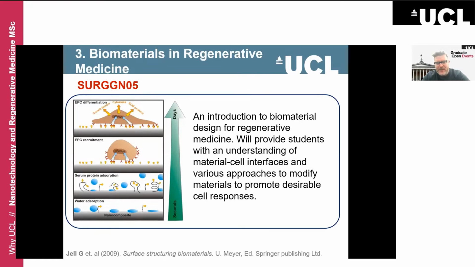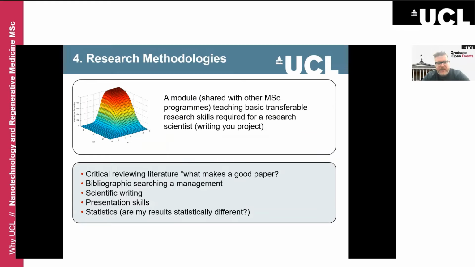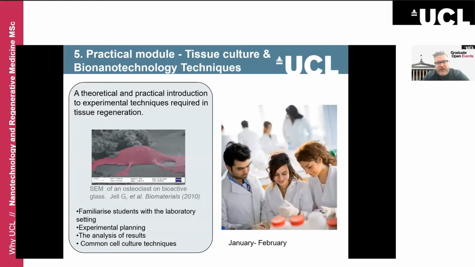Another module is biomaterials and regenerative medicine. Here we introduce concepts of different materials that we can use in the body, and how they interact with biological systems. There's a statistics research methodologies module, which we use to make sure everyone is aware of the robust statistical approaches that we need to use in the research. There's a practical module after Christmas, which is there to develop lab skills, particularly focusing on cell culture and cell analysis and interaction with materials.